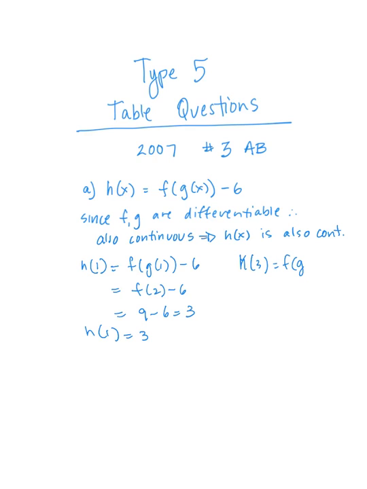So again, it's composition. We're using our table of values. We're finding g of 3. g of 3 is 4. And then we find f of 4, which we get negative 1. And so now we have h of 3 is negative 7.